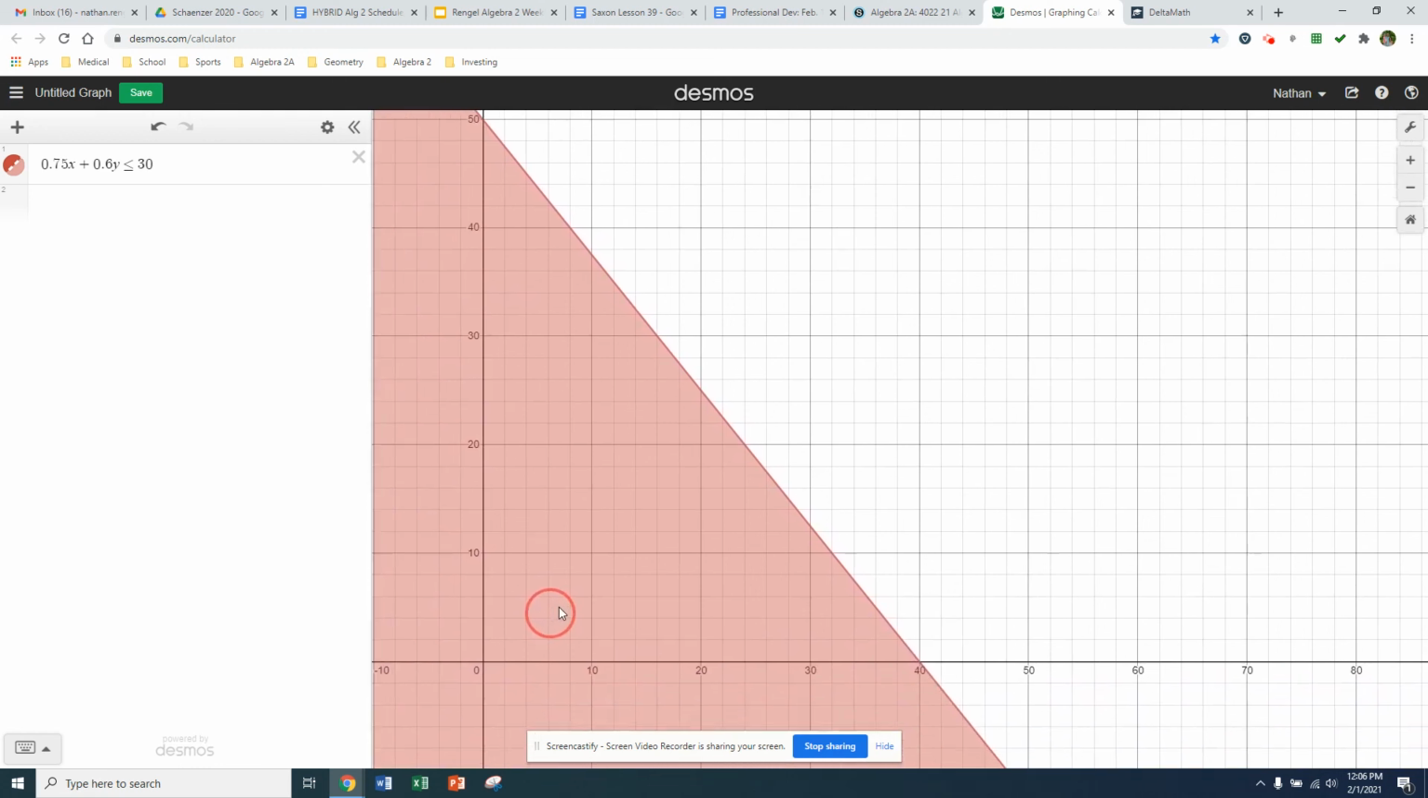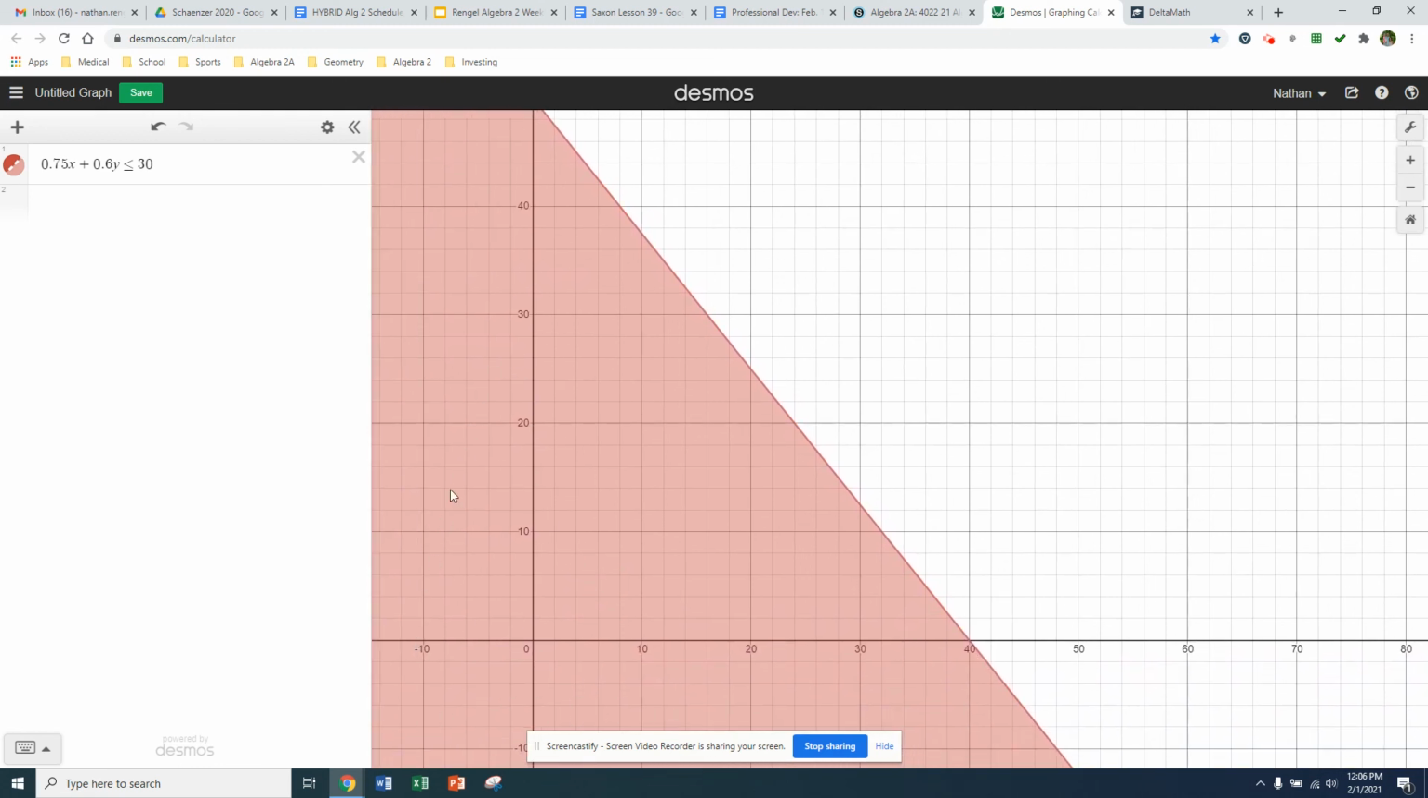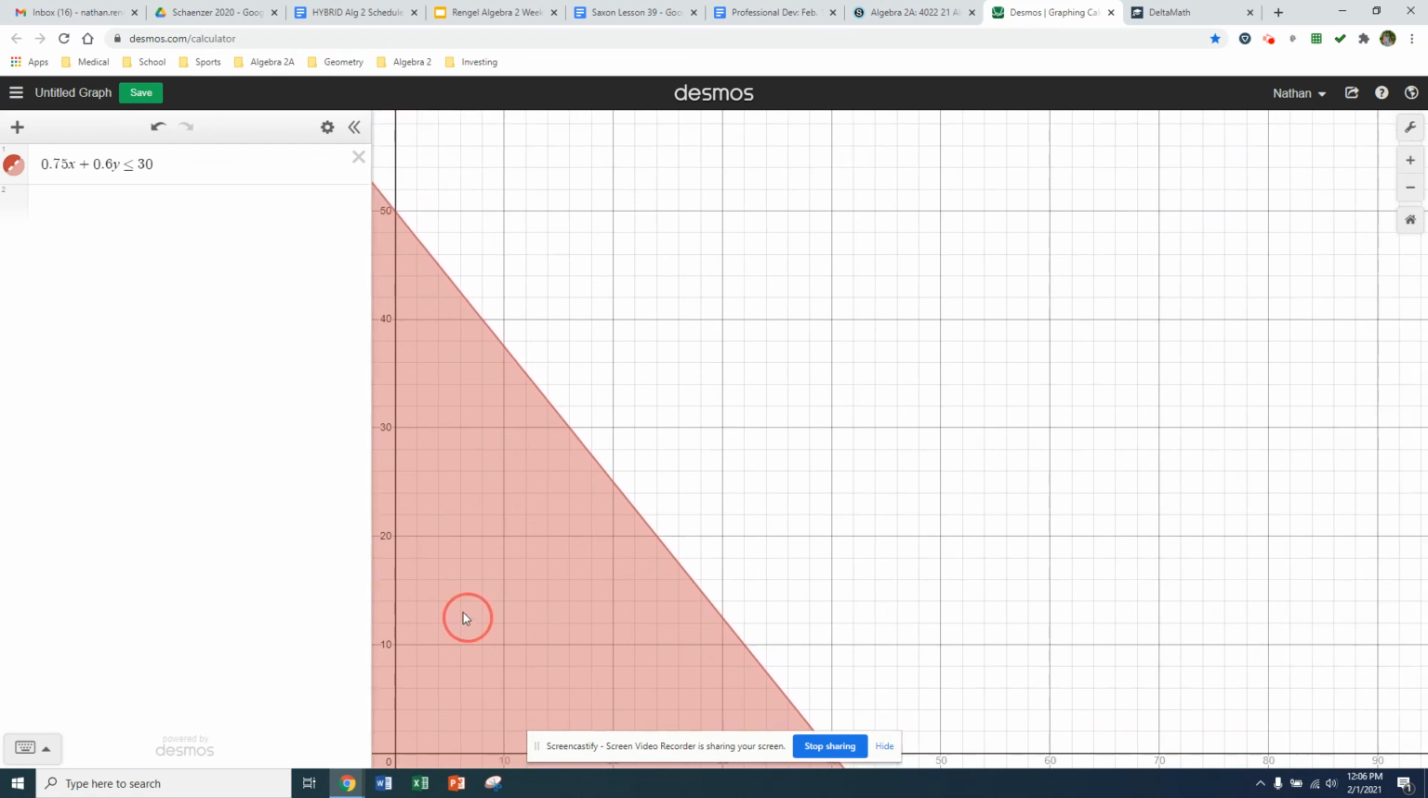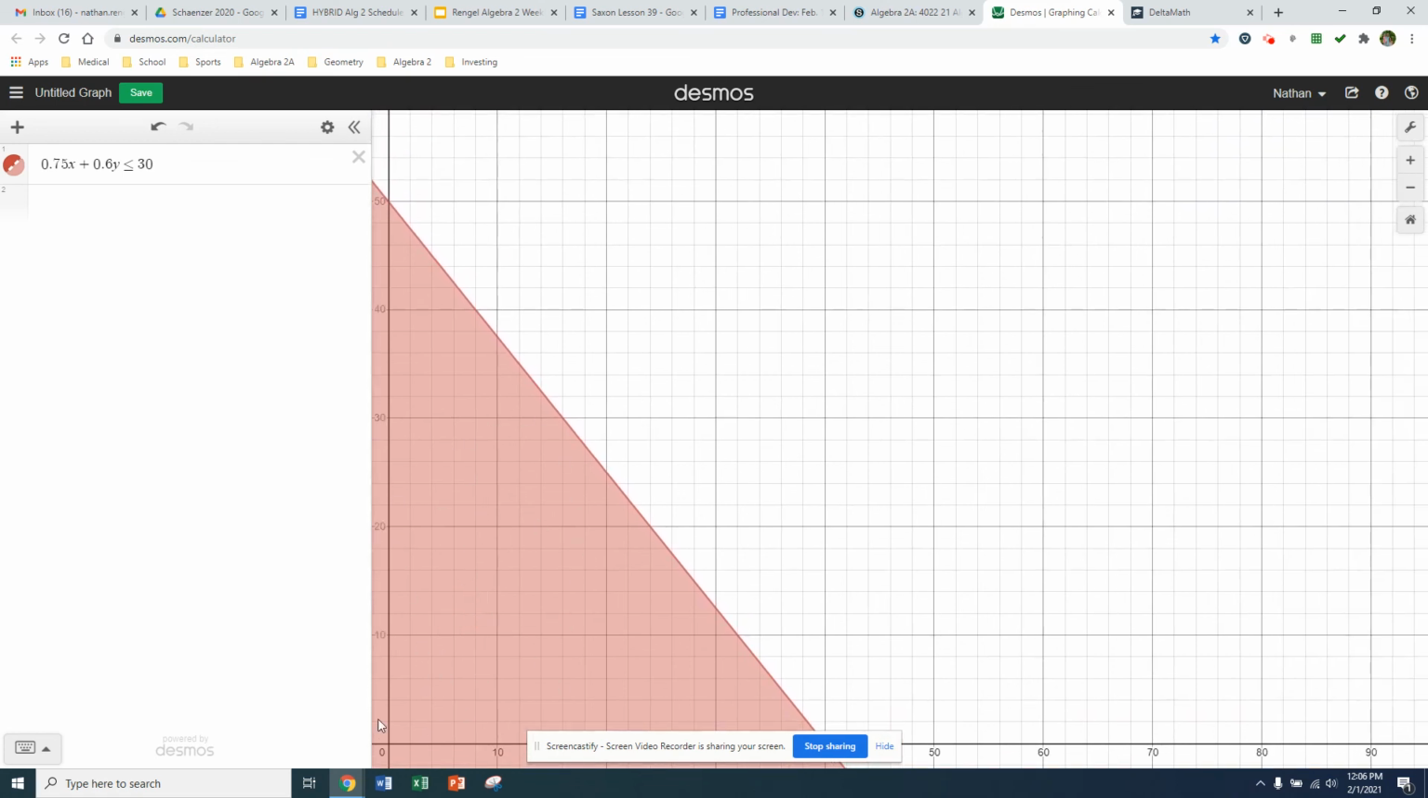And we'll notice also with these inequalities that even though there are some negative solutions, they're not going to make sense. So we're going to really just keep it in this first quadrant. So there's how you could use also Desmos to graph out these inequalities.